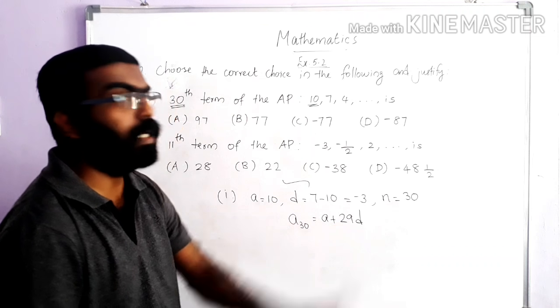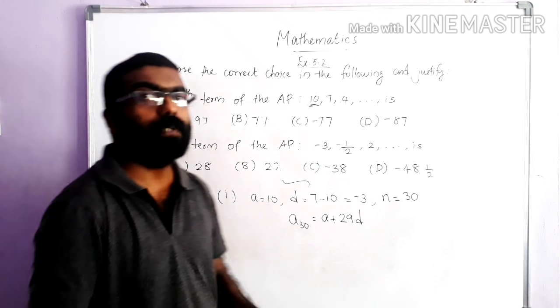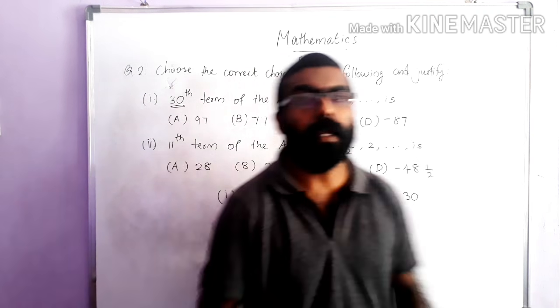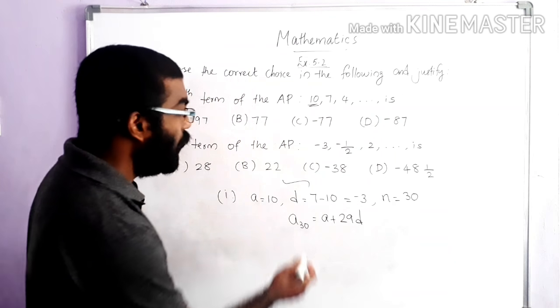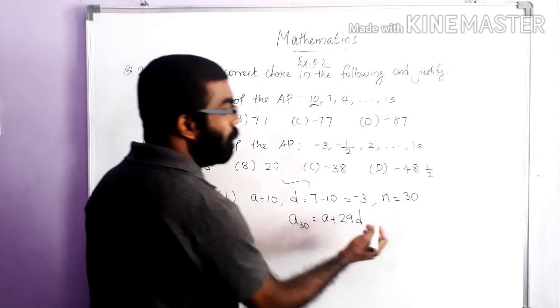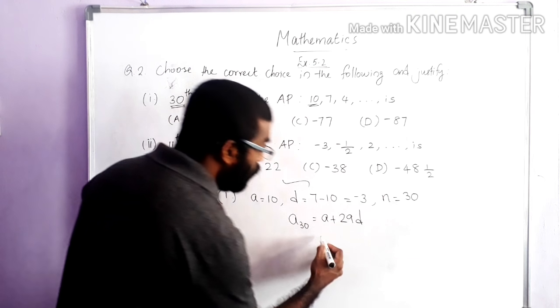A plus 29d. Fifth term, a plus 4d. 10th term, a plus 9d. 100th term, a plus 99d. So here the 30th term can be written as a plus 29d.